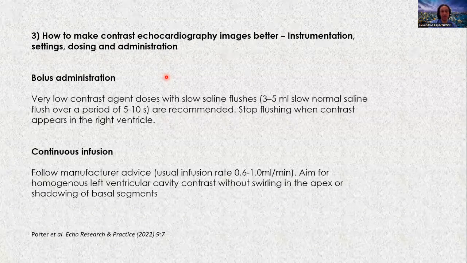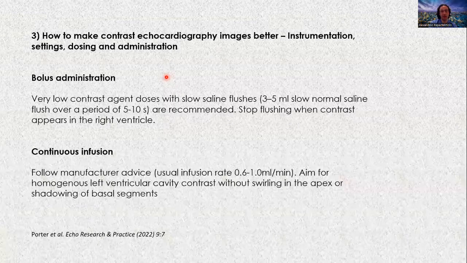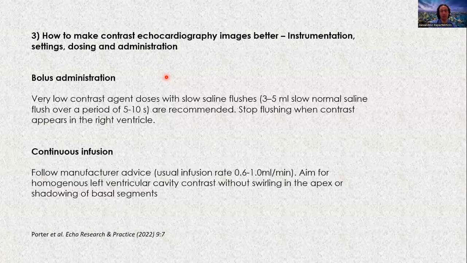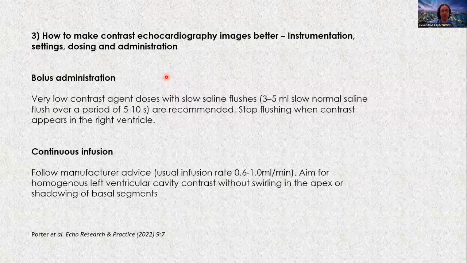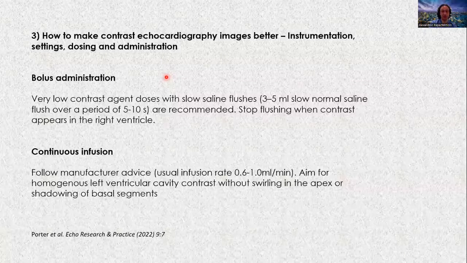The recommendation is to use a very low contrast agent dose, a small dose, and follow with 3 to 5 ml of slow normal saline flush, which should be given over 5 to 10 seconds. That's quite slow, because that will allow the contrast to accumulate together and give you good opacification. And stop flushing when the contrast appears to be identical.